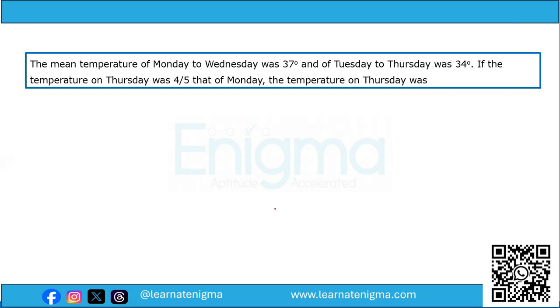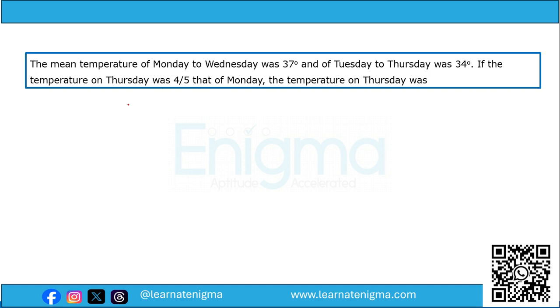The mean temperature of Monday to Wednesday was 37 and of Tuesday to Thursday was 34. If the temperature on Thursday was 4/5 that of Monday, the temperature on Thursday was. Now, the mean temperature of Monday to Wednesday was 37.